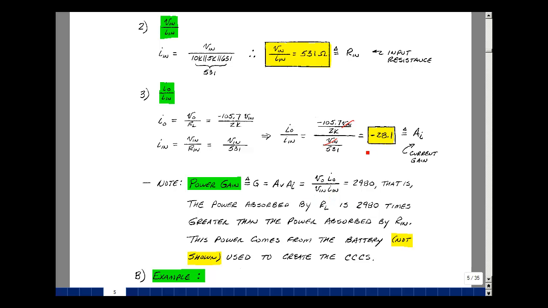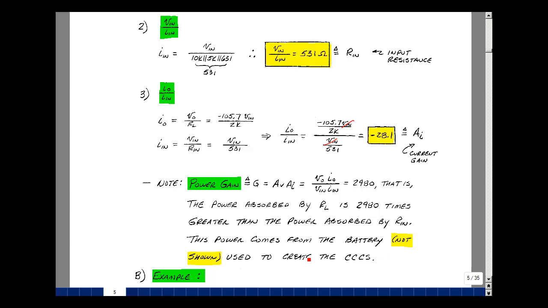And since the current gain has the voltage gain in it, we'll always get the same sign for both of those. And if they're both negative or both positive, the result will always be positive. And what this means is that the output resistor is getting almost 3,000 times more power than the resistance Rin is getting. Now, where's all that coming from?